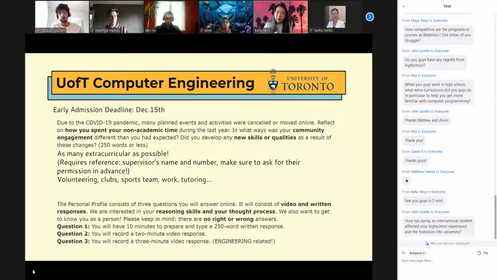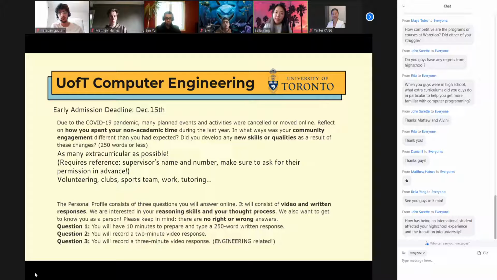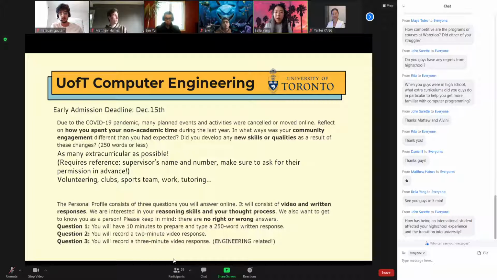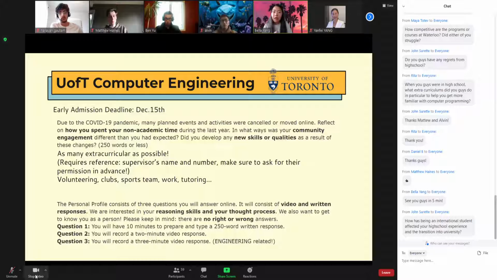So for University of Toronto, it actually asks you to provide a reference after every single extracurricular. So make sure to ask your supervisor or your teachers for their numbers or names ahead so that you can hand in the application on time. I would recommend you to put as many extracurriculars as possible, including volunteering, clubs, sports teams, working, tutoring. It doesn't have to be highly connected to your programs. In my case, I even put art club, business club, stuff like that. In my case, I put 29 extracurriculars. So just put as many as possible to make your application outstanding.